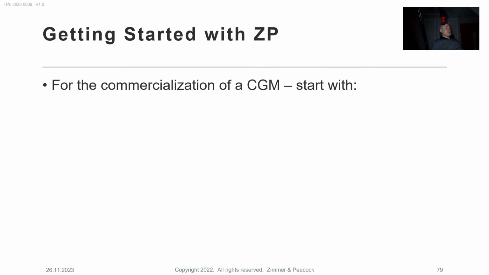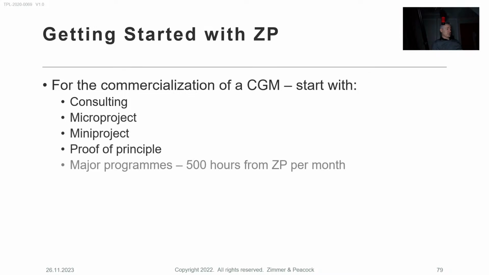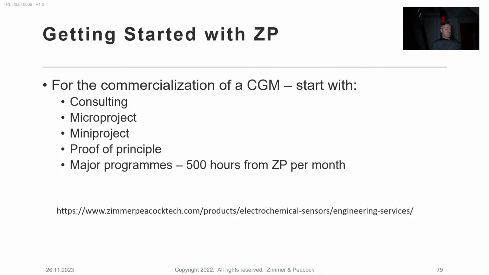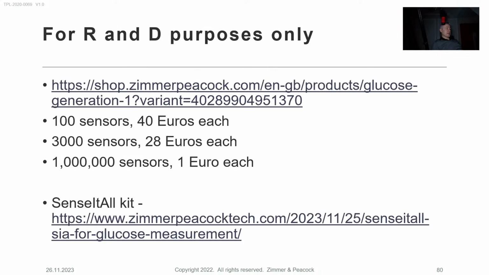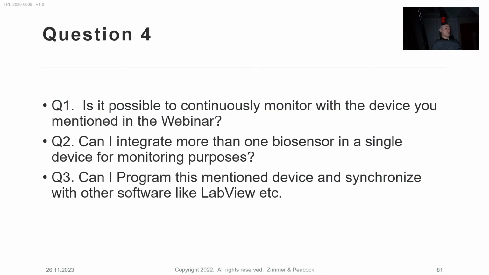The commercialization of a CGM with ZP starts with consulting by the hour, micro projects, mini projects, or proof of principles, or major programs where we're really talking about 500 hours from ZP per month for a couple of years. And I've put some links here so you can find out. If you want to start on your own, you can buy CGM sensors in that link there. And then the Sense It All kit is also in that link there as well.